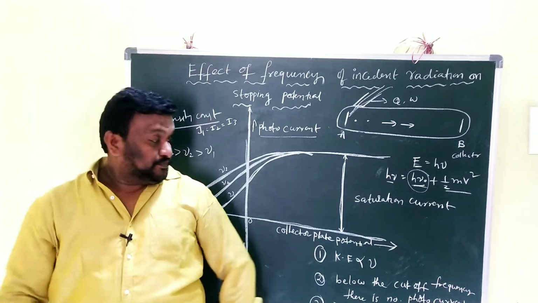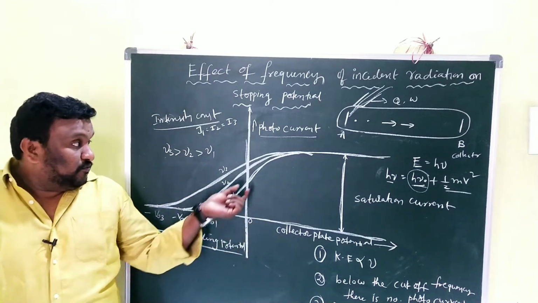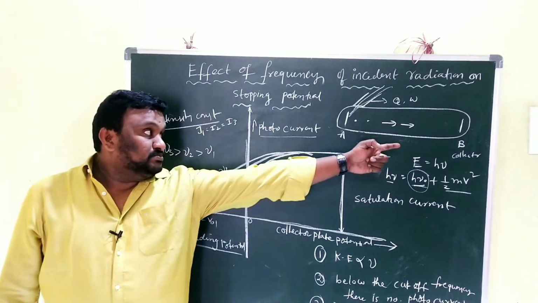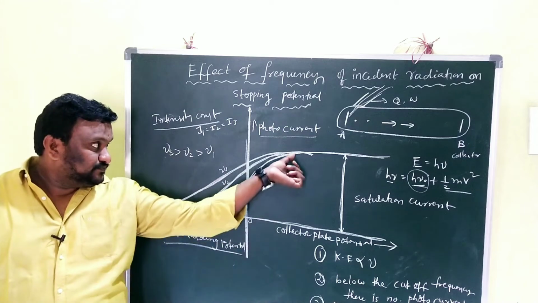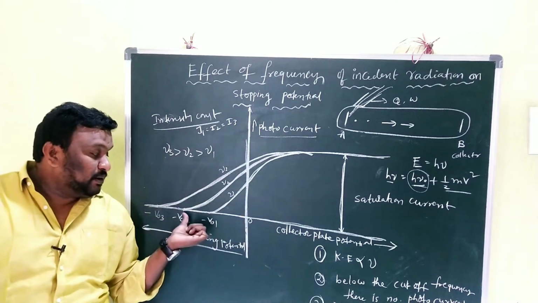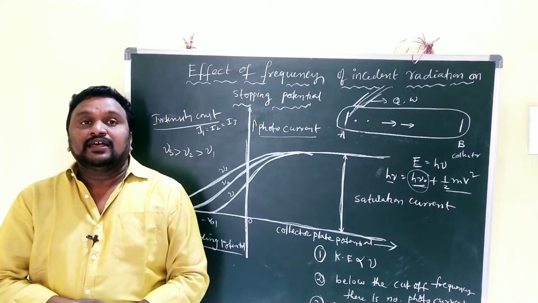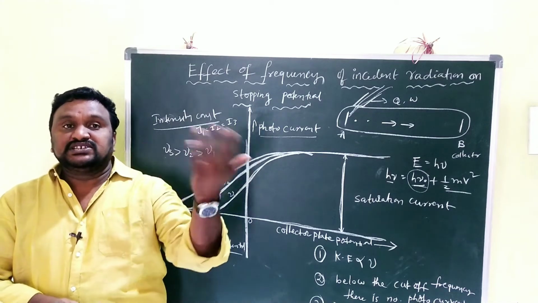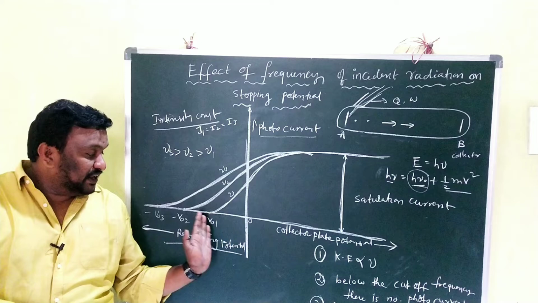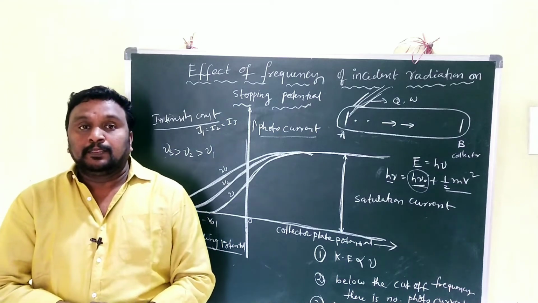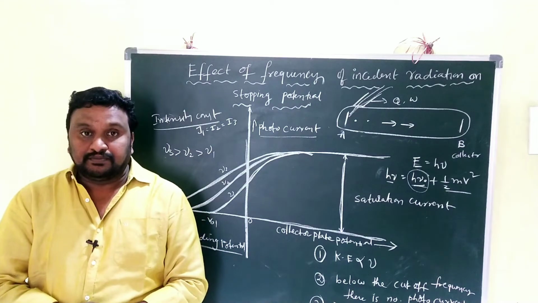So when the value of the collector potential is decreased, the stopping potential value becomes 0. What I'm telling is, when the frequency is different, the stopping potential is also different. You have to remember that, children.